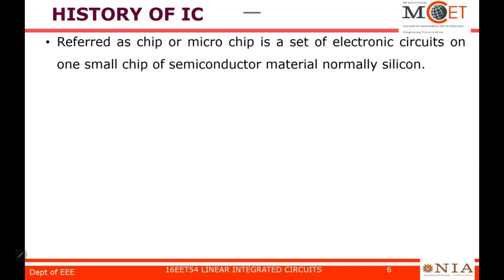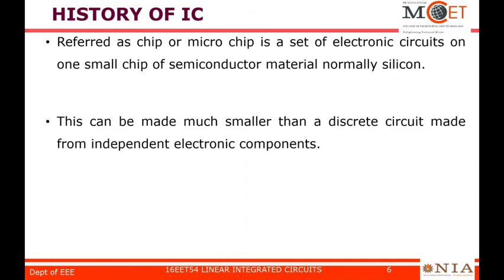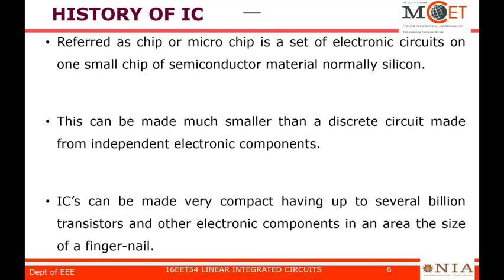So next, the history of IC. The IC, which is also referred to as a chip or a microchip, is a set of electronic circuits on a small chip of semiconductor material, normally silicon. In a small substrate like this, we have so many transistors forming a circuit. So this is called a chip.